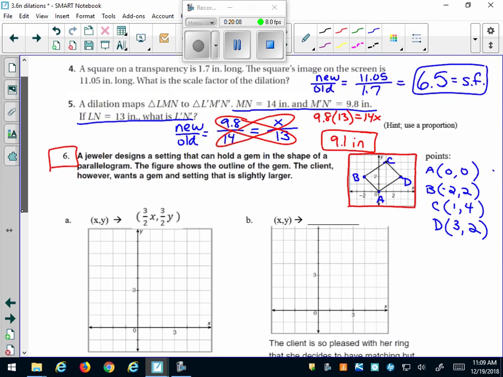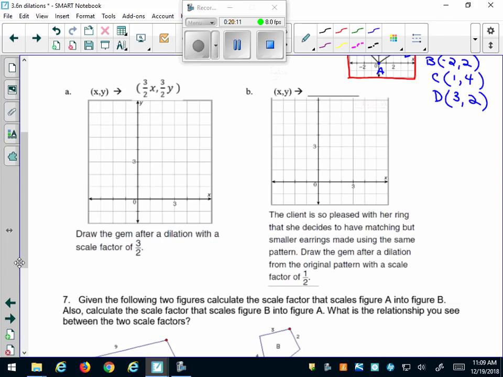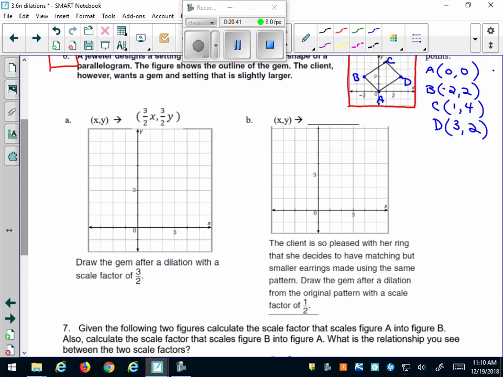So let's go to part A now. Draw the gem after a dilation with a scale factor of 3/2. Now, is this going to be an enlargement or a reduction? Enlargement. Don't be fooled by the fact that it's a fraction, right? Some fractions are greater than 1. This fraction is 1.5, right? So it's actually getting 1.5 times larger, even though they wrote it in fraction form. Okay, so our original points are listed as A, B, C, D. Let's figure out A prime, B prime, C prime, and D prime.